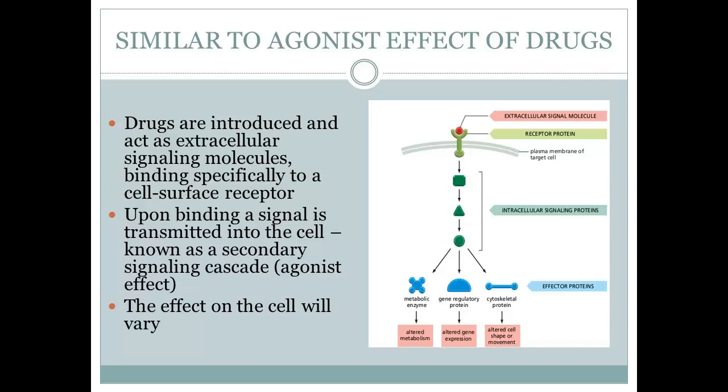Think of this as a game of telephone. You whisper in one friend's ear, he or she whispers in another, and so on and so forth. The message is now making its way through a group of people. In the cell, this message that's being transmitted is ultimately going to activate effector proteins. And these are the proteins that now alter cell metabolism, that alter gene expression, that alter cell shape and motility. So with a drug, the agonist effect, one molecule, one receptor can have a profound effect on cell function.